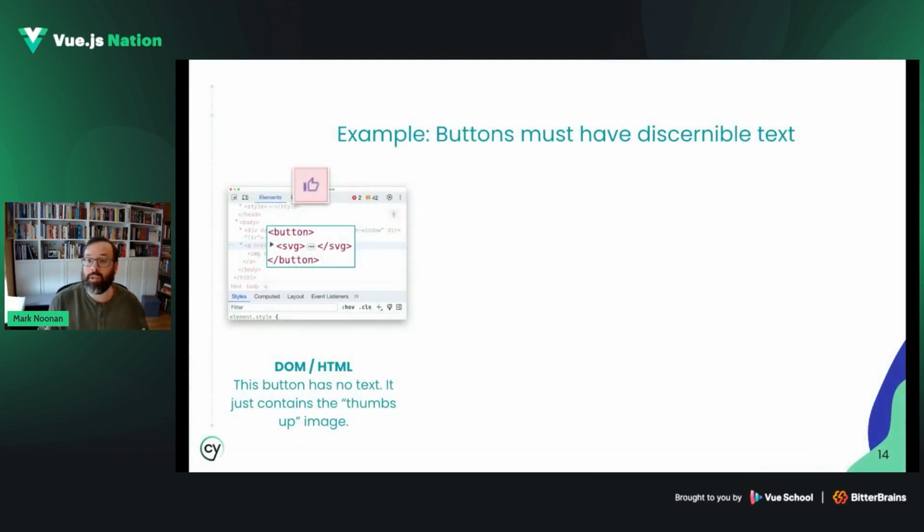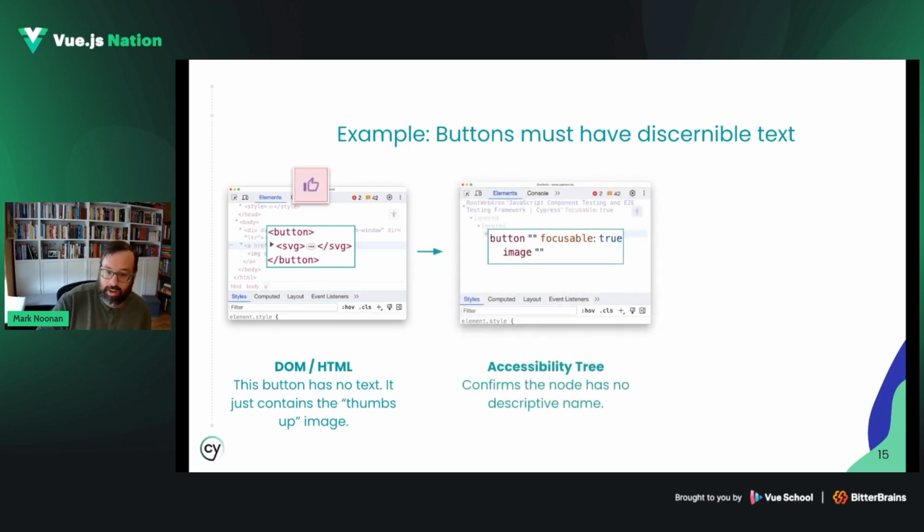And then I think this is where the audio began to fall apart. This example is a classic of a button that's missing discernible text. So in this case, there's no label for anybody to understand this button other than visually. It's just a thumbs up SVG icon.